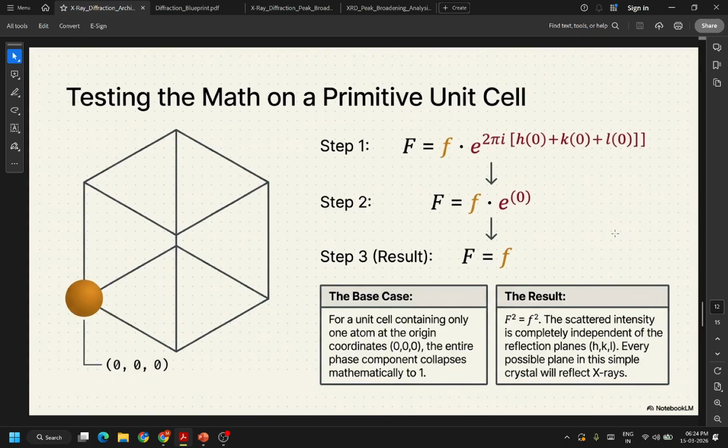So for a unit cell containing only one atom at the origin coordinates, the entire phase collapses mathematically to 1, and the resulting intensity F squared will be equal to the intensity f squared. So the scattering intensity is completely independent of reflection planes. So every possible plane in this simple crystal will reflect X-rays. So we will be getting X-rays from every possible plane, and their intensity will then be defined by other factors such as theta, as we studied now.